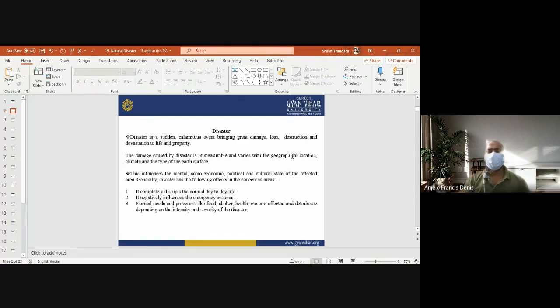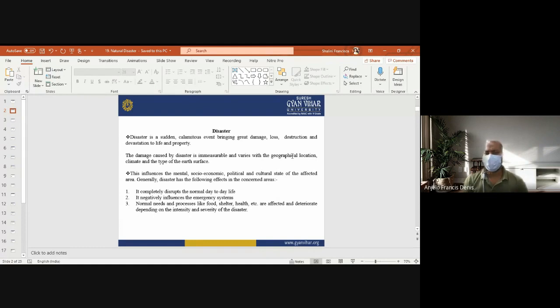We all know that whenever there is damage, whenever we face loss, we go under mental pressure, and several negative things start occurring in our behavior. That is why it is considered that the impact of disaster occurs in several ways in anybody's life. So generally there are the following effects.